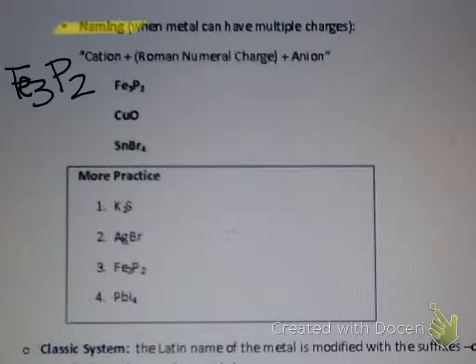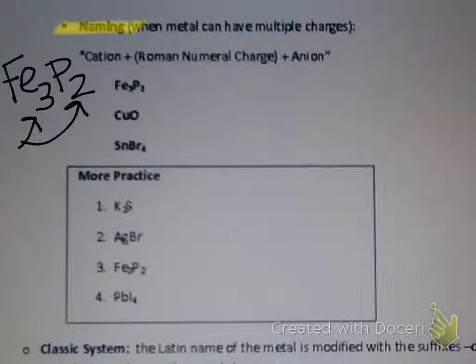Fe3P2. Now, this is not the iron 3 cation. A lot of times someone will look at this and they'll go, oh, Fe3, that's iron 3, and they'll write iron 3 down. What does that subscript 3 indicate? And what does that subscript 2 indicate? Those indicate the amount of each ion, not their charge.